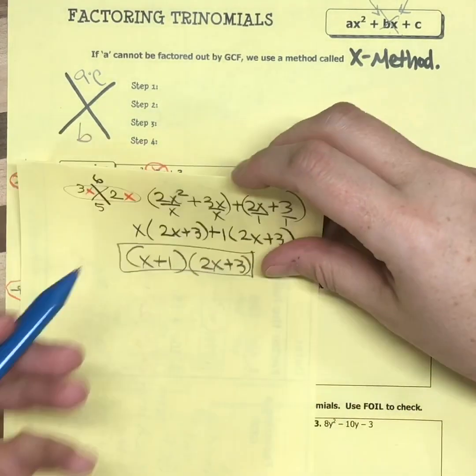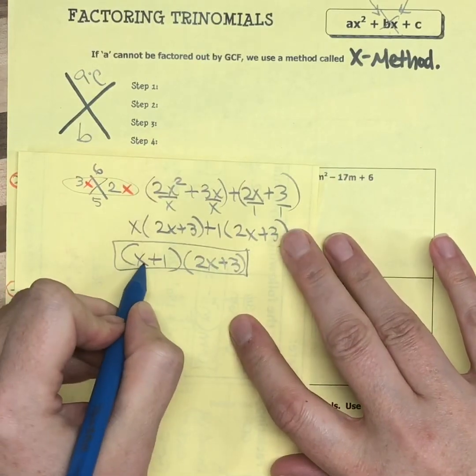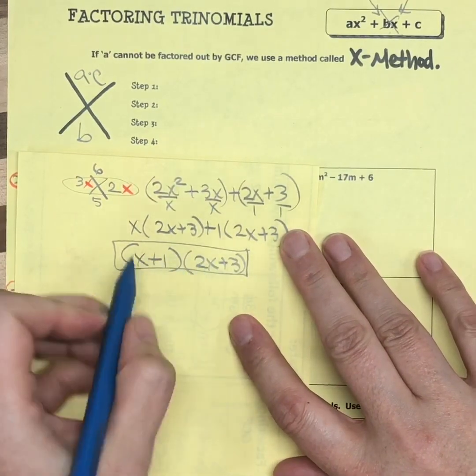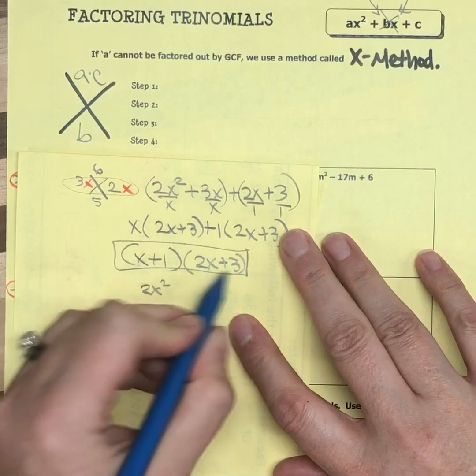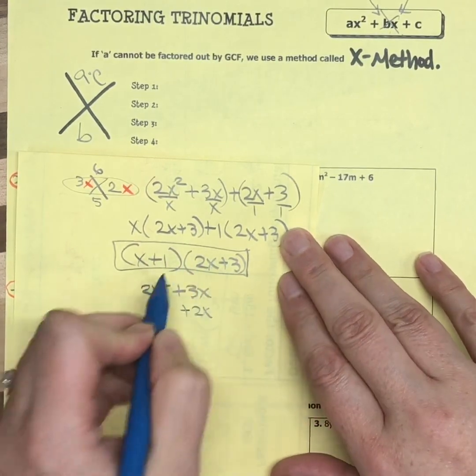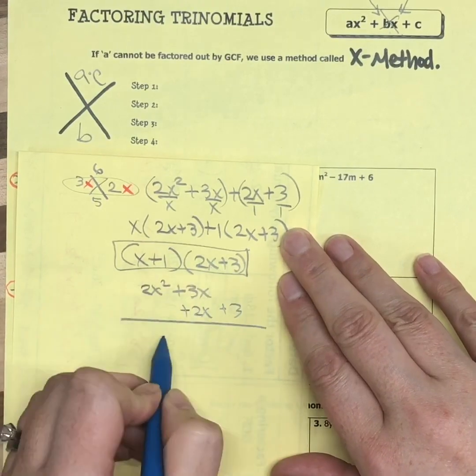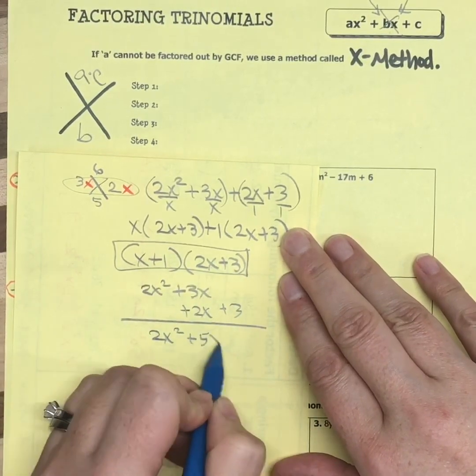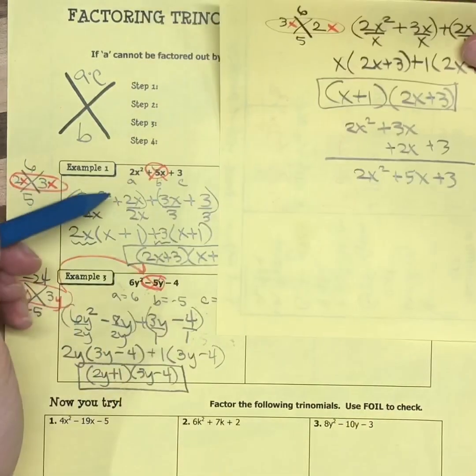Now, to check, we do our double distribution. So x times 2x is 2x squared. x times 3 is 3x. Then 1 times 2x is 2x. And 1 times 3 is 3. And then you get 2x squared plus 5x plus 3, which was the original problem.